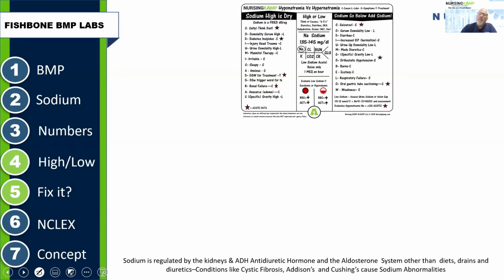What we really worry about is low sodium. Low sodium is acute, and we'll talk about that, because as a patient's sodium starts to go low, so does your patient.